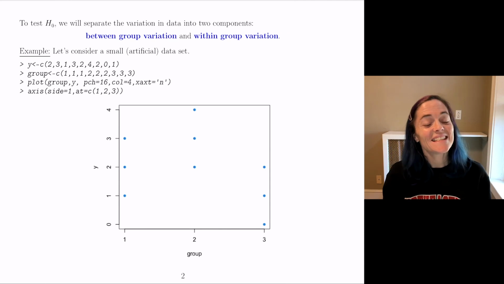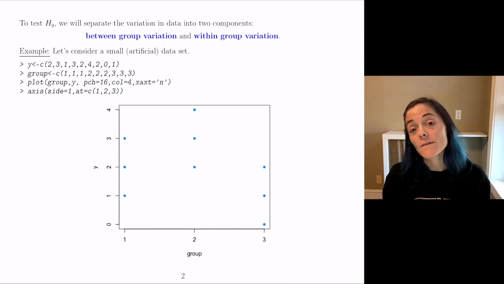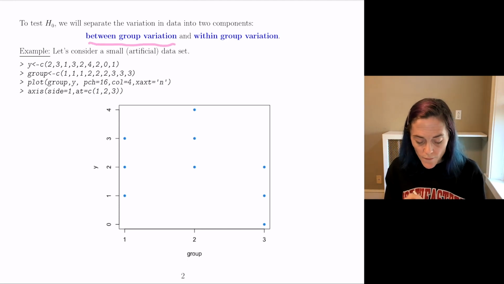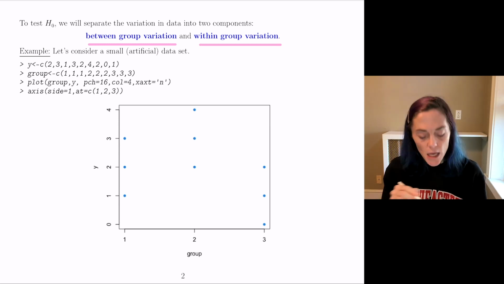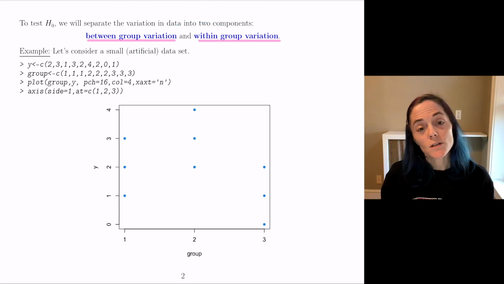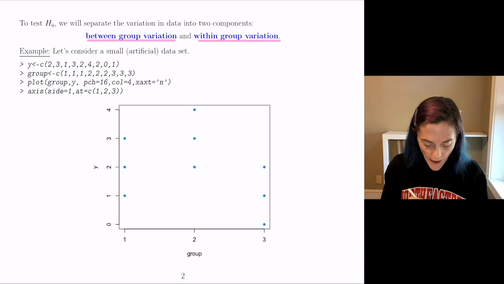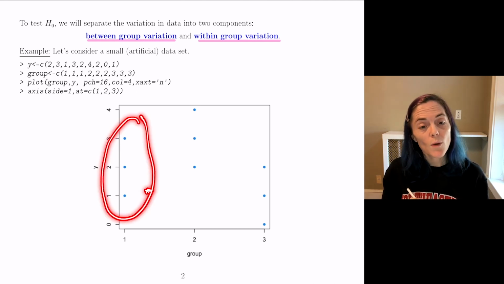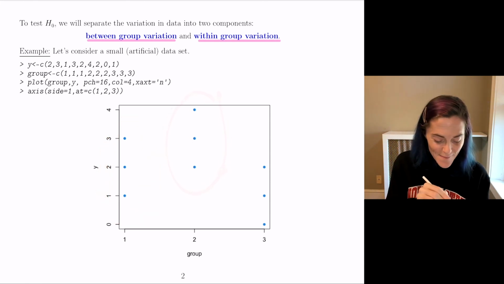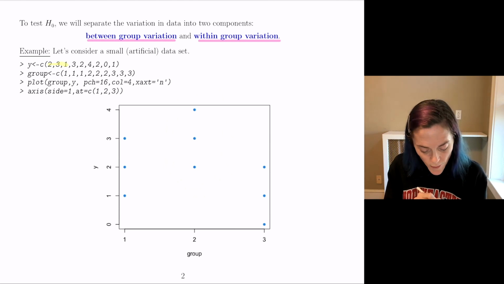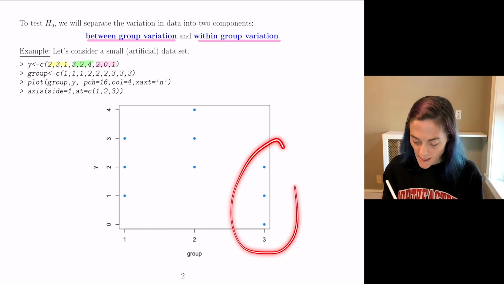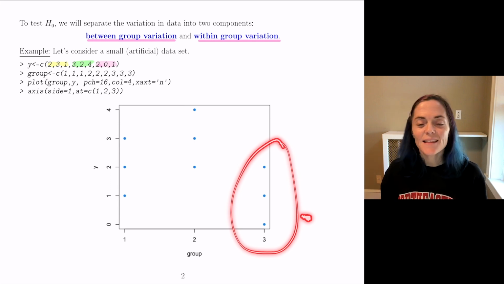To test H0, we will separate the variation in the data into two components: between group variation and within group variation. Just to illustrate this, let's look at this very small artificial data set. These three data points, 2, 3, 1, are in the first group. These three data points, 3, 2, 4, are in the second group. And these three data points, 2, 0, 1, are in the third group.